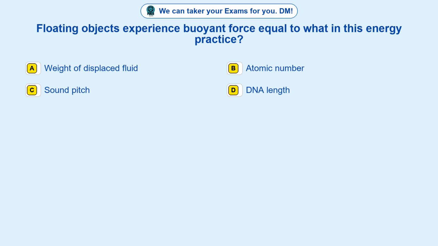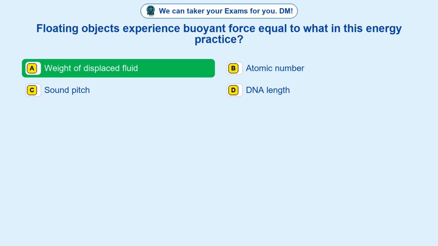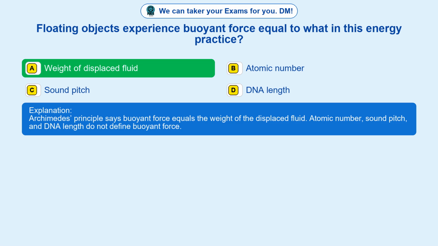Question 80. Floating objects experience buoyant force equal to what in this energy practice? Option A, weight of displaced fluid. Option B, atomic number. Option C, sound pitch. Option D, DNA length. The correct answer is option A, weight of displaced fluid. Archimedes' principle says buoyant force equals the weight of the displaced fluid. Atomic number, sound pitch, and DNA length do not define buoyant force.